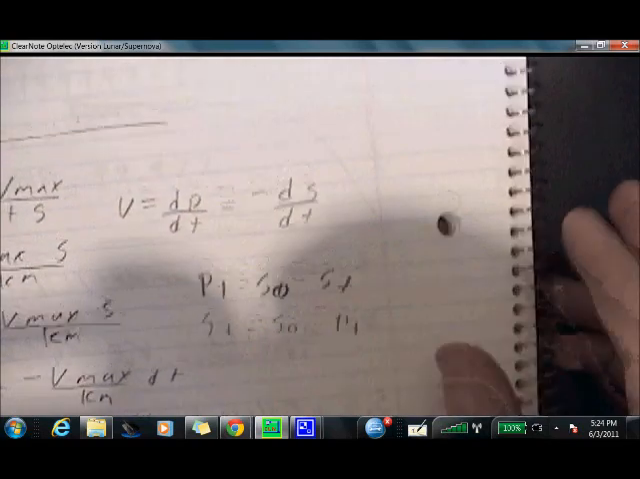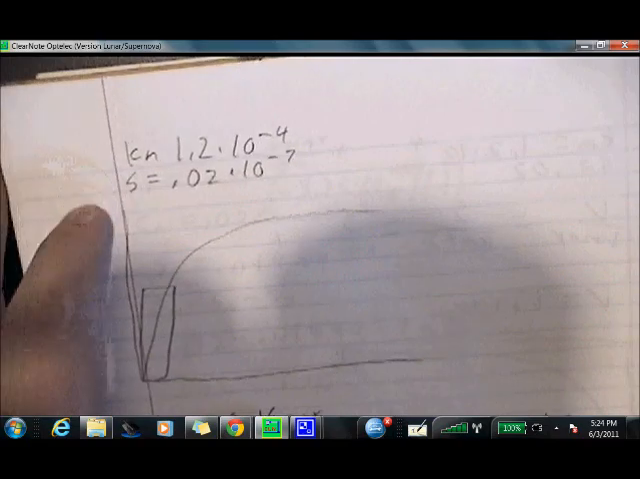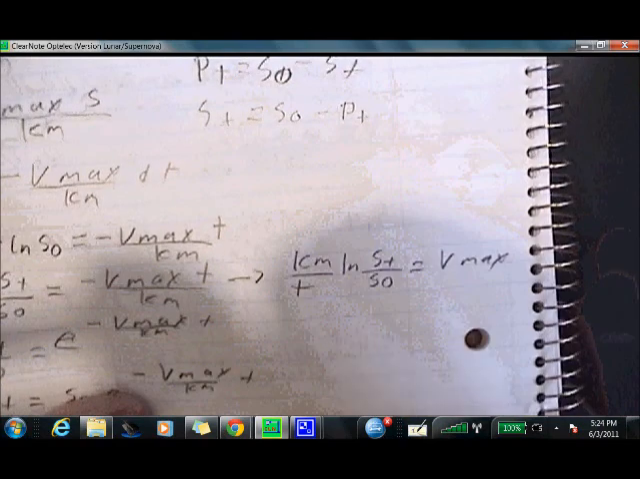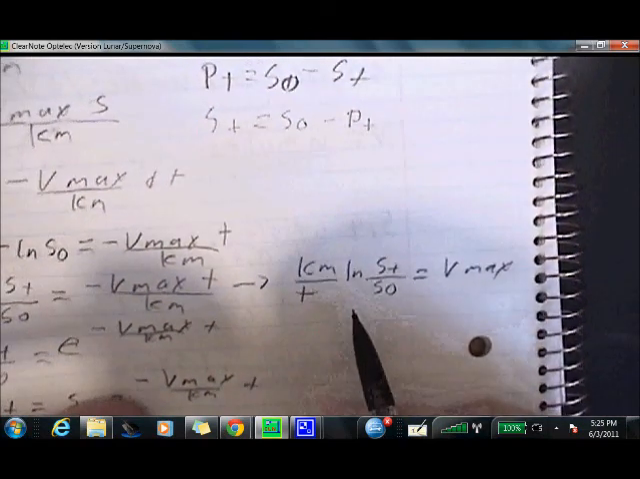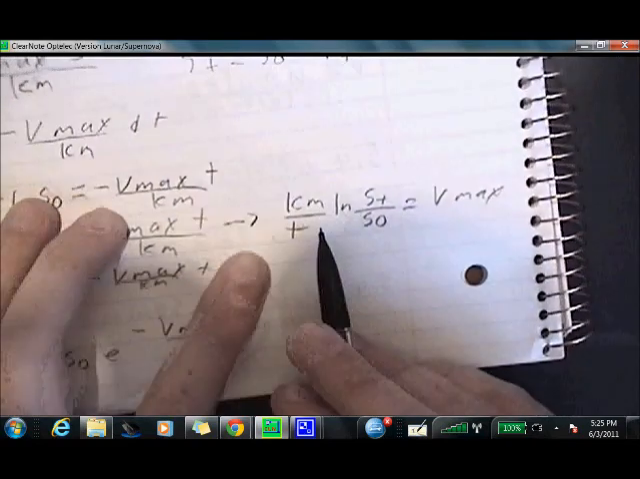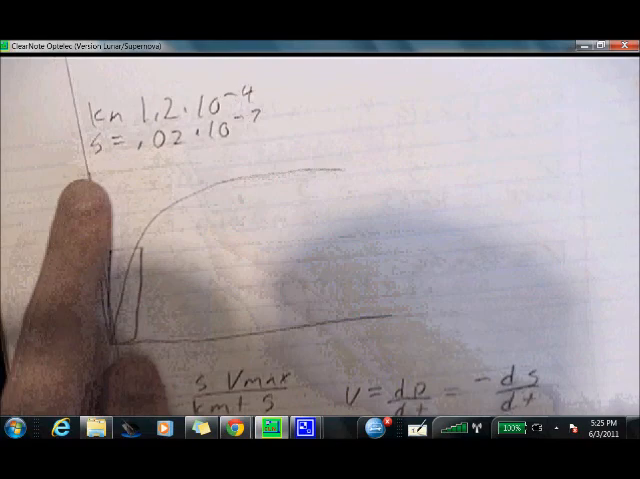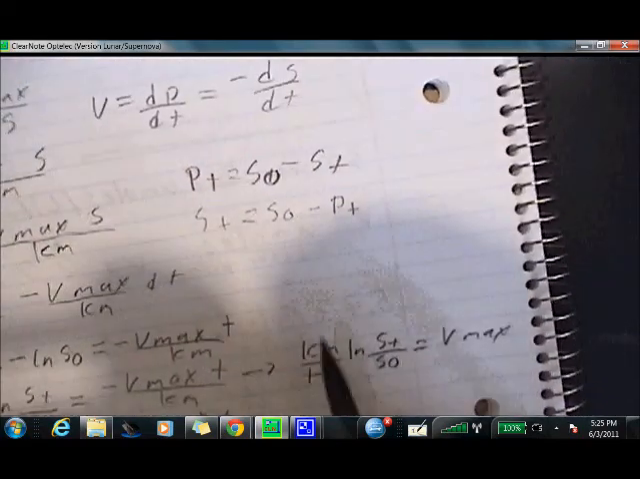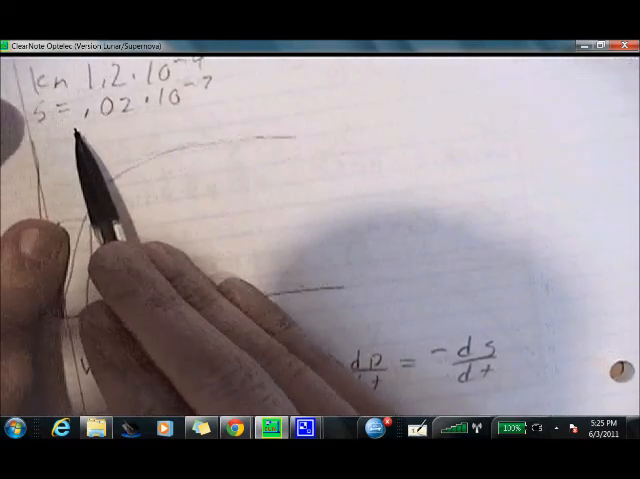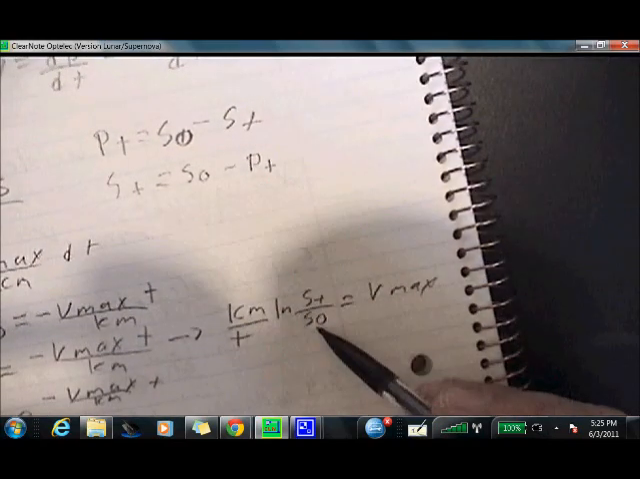Okay. The point I'm getting at is, when you're assuming two different things, you're going to have to go about it in very, very different ways. And you should know these assumptions. And what's also good is when they give you numbers like this, you need to kind of know where to put these. So your Km obviously is going to go where your Km goes. The original substrate, which is 0.02 times 10 to the negative 7th, is going to be going into here.